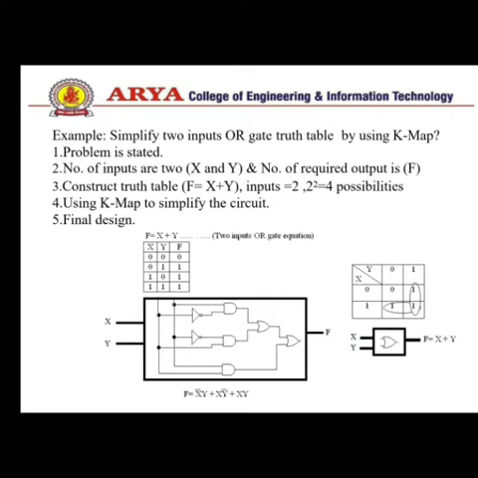After that, using K-map, we simplify the logic circuit. We know that the maximum possibilities is 4, so we draw the 4 block K-map. We put the values x and y: for x y 0 0 the value is 0, for 0 1 the value is 1, for 1 0 the value is 1, and for 1 1 the value is 1. After that, we simplify. There are 2 pairs, for the first pair the value is x and for the second pair the value is y. So the simplified Boolean expression is f equal to x plus y.